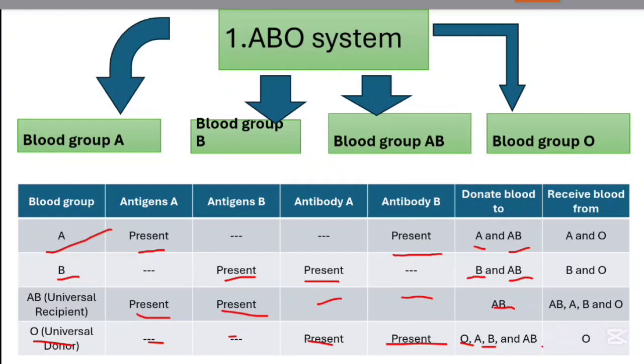Blood group A can receive blood from A and O. Blood group B can receive blood from B and O. And blood group AB can receive blood from A, B, AB and O. Blood group AB can receive blood from all other blood groups. Therefore, blood group AB is known as the universal recipient. And blood group O can receive blood from blood group O only.